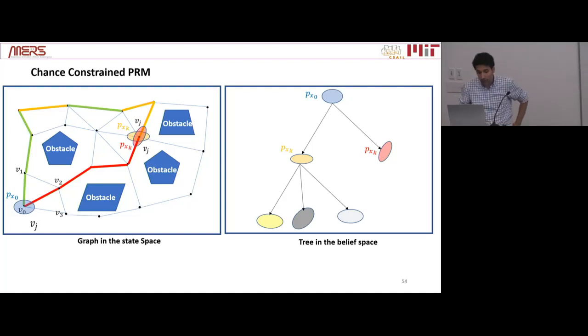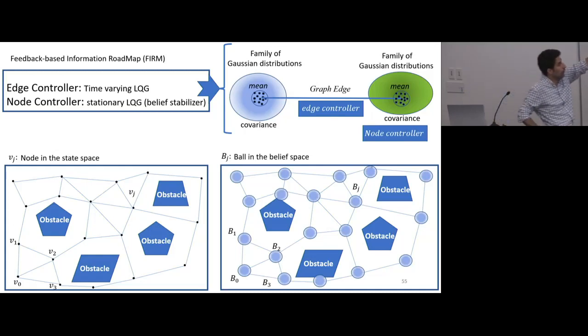It is shown that if we enhance the constructed graph by 2 sets of controllers, a time-varying LQG as an edge controller and also a stationary LQG for the node controllers, we can show that we can send a family of Gaussian distributions to a certain family of Gaussian distributions under these controllers. So we can define this family of distributions as a node in my belief space. These families are going to represent the nodes of the graph in the belief space. So if the robot gets to one node under these controllers, we know that its distribution is part of this family of distributions in the node.